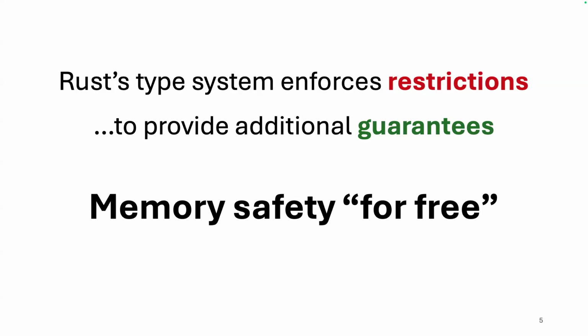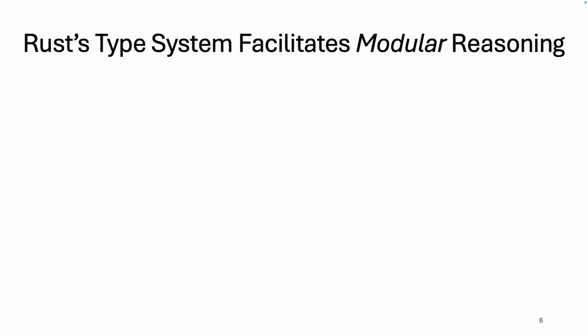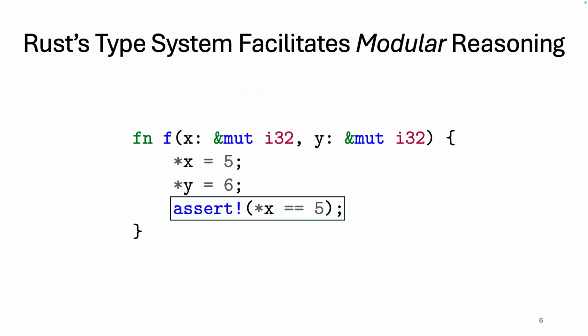There is another quite important benefit that's a little less obvious, which is that these guarantees also enable us to reason about Rust code in some powerful ways. In particular, the type system facilitates modular reasoning, where you can show properties about a program just by looking at the individual functions. If you take a function like this, you can tell just by looking at it that this assertion will always pass, regardless of how f is called or if there's concurrency or whatever.